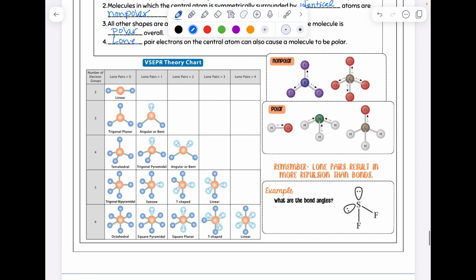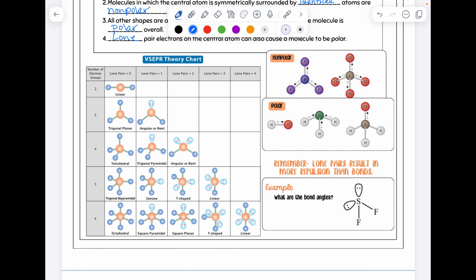So on the AP test, you're going to have to know up to this area here. And then anything below that is not covered on the AP test, but it's still good to know, because especially if you go into a college level chemistry class beyond AP Chem, you will need to know all the different shapes and structures.